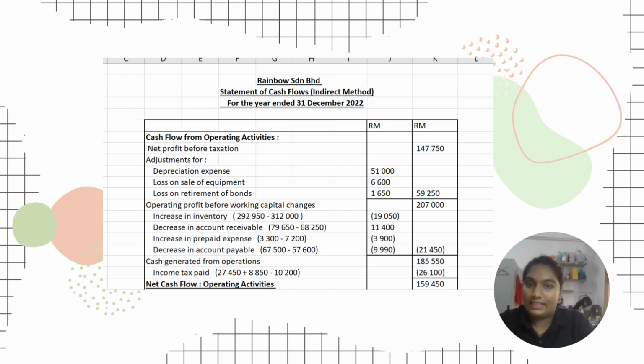So when there is increase in current assets, the value will be deducted. When there is decrease in current asset, the value will be added. When it comes to current liabilities, there is increase in current liabilities, the value will be added, and also when there is decrease, the value will be deducted. So when we plus all these four working capital changes, the value will be 21,450 in bracket.